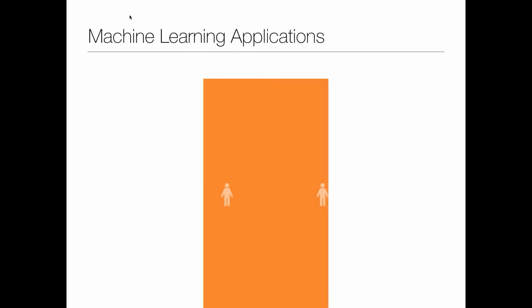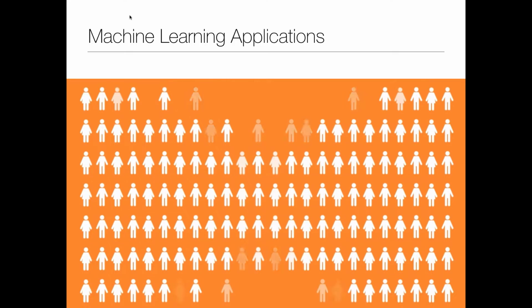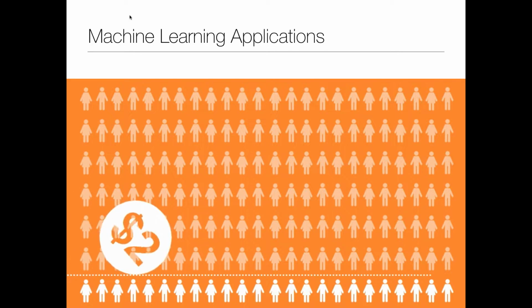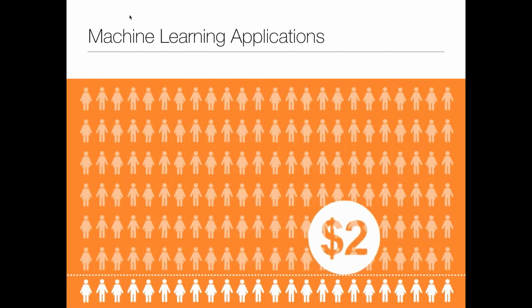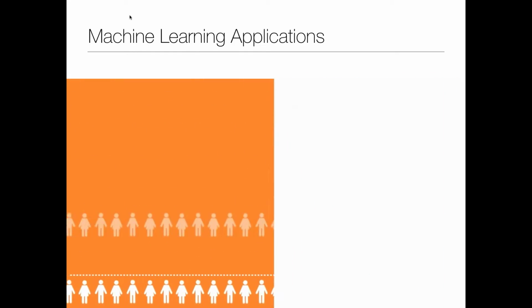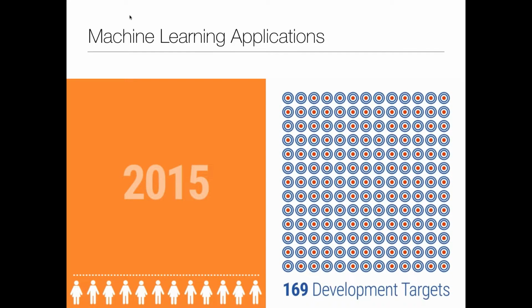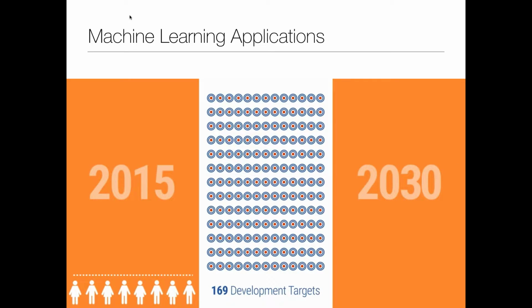Let's look at something different now. There's been poverty around the world. That's 1 billion people living on less than $2 a day. Poverty reduction is one goal that almost everyone could agree on. Last year's United Nations Sustainable Development Goals set 169 separate development targets to be met by the year 2030, with poverty reduction as a principal goal.